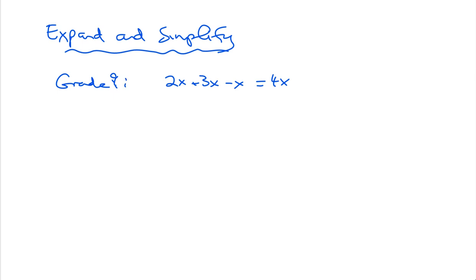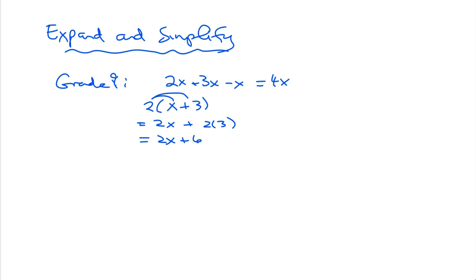We also did expanding. So if you had an expression, let's say x plus 3, and you had a number in front, that meant multiplication. So this 2 is being multiplied by everything in the bracket. And the way we did this is we expanded. We said, okay, that's equal to 2 times x plus 2 times 3, which is equal to 2x plus 6.